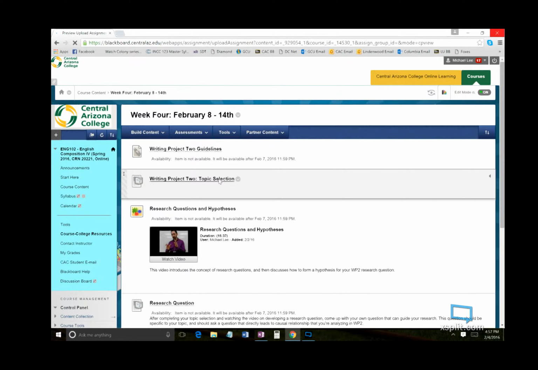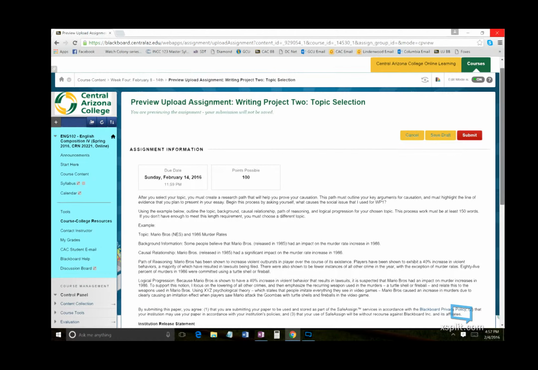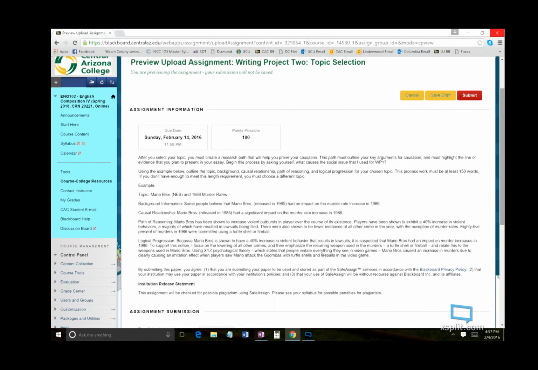What this is, you're going to have 5 pieces. You'll have the topic itself, the background information, and you can see these all right here: topic, background information, causal relationship, path of reasoning, and logical progression. So, here's an example that I used. It's Mario Brothers and the 1986 murder rates, because the original Mario Brothers, on the Nintendo Entertainment System, NES, came out in 1985. Well, then the murder rates increased in 1986.